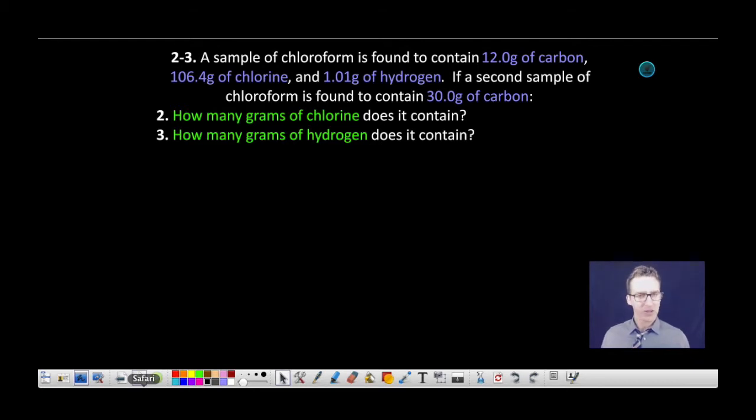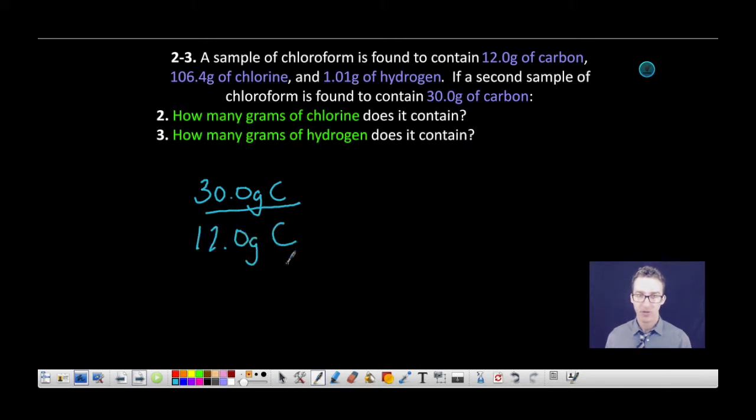Well, this goes back to the law of definite proportions. It doesn't matter what size the sample is, the proportion of the elements, and therefore the mass proportions, is always going to be the same. So as we compare the 30 grams of carbon in this second sample to the 12 grams of carbon in the original sample of chloroform, we should recognize that in the second sample there's about 2.5 times the mass of carbon. Therefore, there must also be 2.5 times the mass of chlorine and 2.5 times the mass of hydrogen in that second sample.